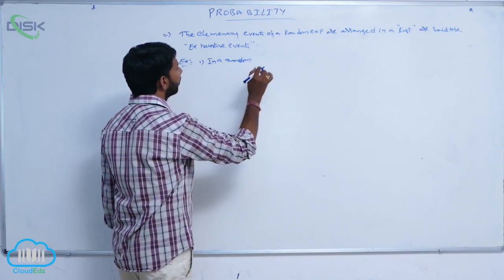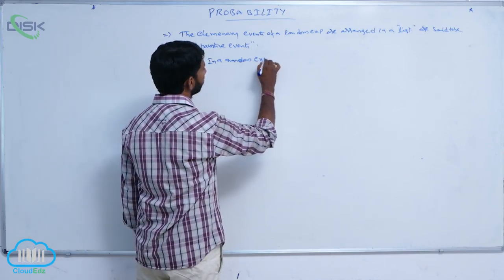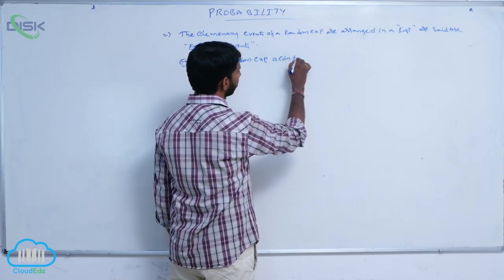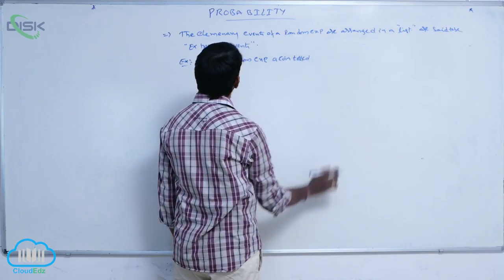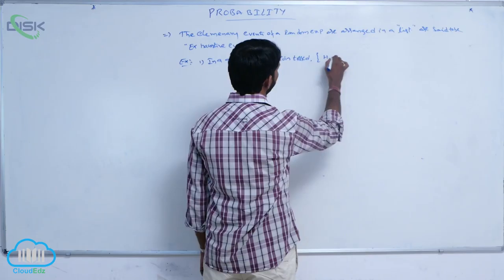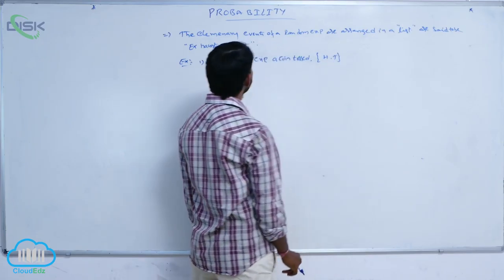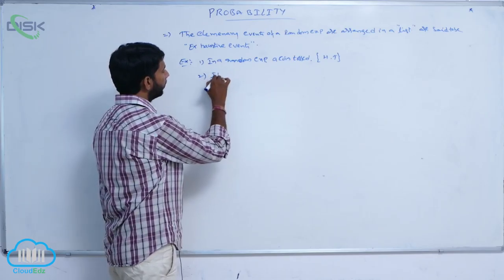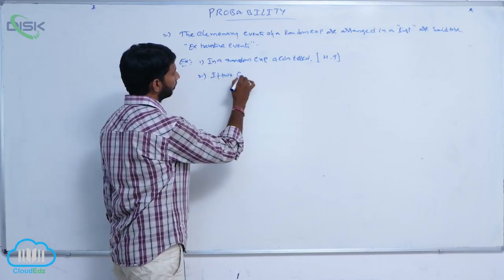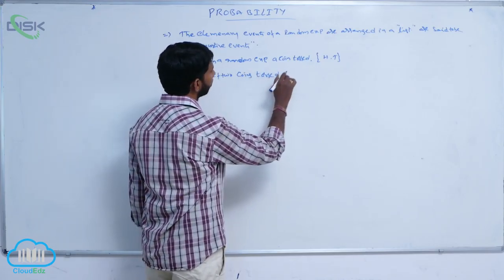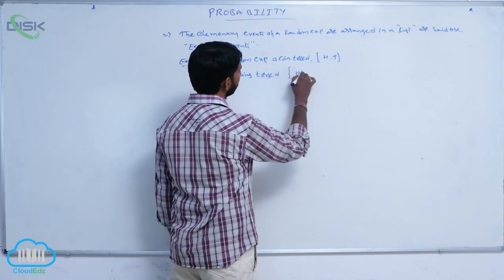Suppose, as an example, a coin is tossed in a random experiment. The exhaustive events are H, T.